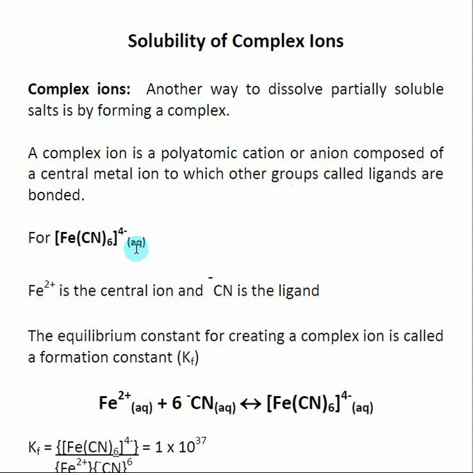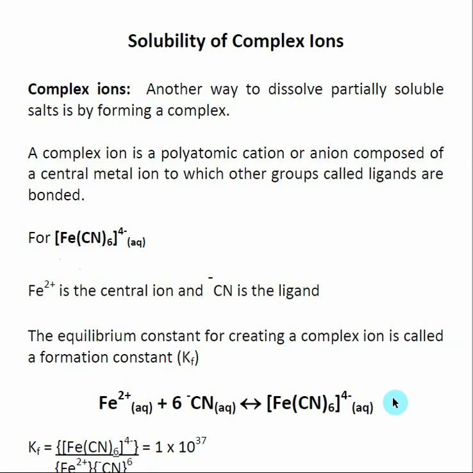So here is our complex ion. You can see we put it into an aqueous form because it's going to be soluble. And in this complex ion, iron 2+ is the central ion and CN- is the ligand. So we'll talk about how we know iron is 2+ and so forth in the next chapter. Right now we're just talking about the complex ion equilibrium and how it affects solubility products.